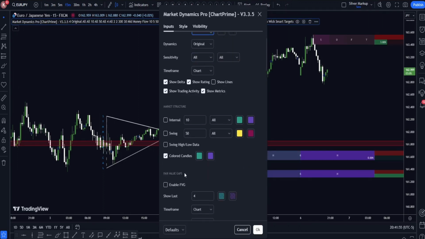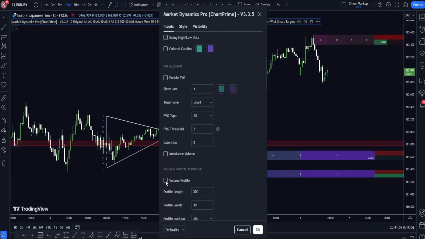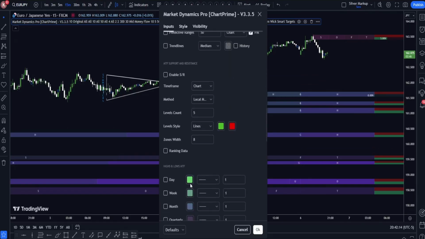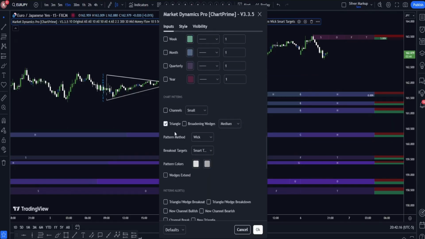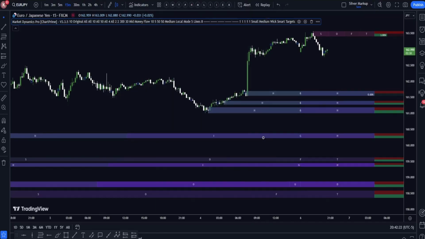Then me, I don't really care about coloring the candles and the point of control, which is a great monetary level or price level. I'm not going to focus on that too much. Then from there, I go down and take away the chart pattern. So right now, it's just a triangle. And that's the way I like to set it up.